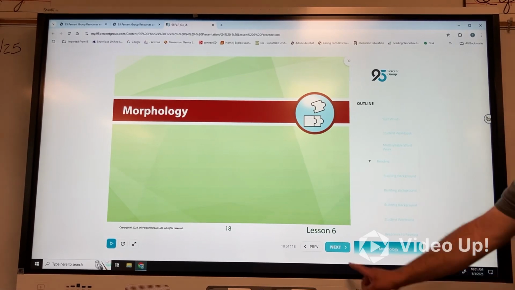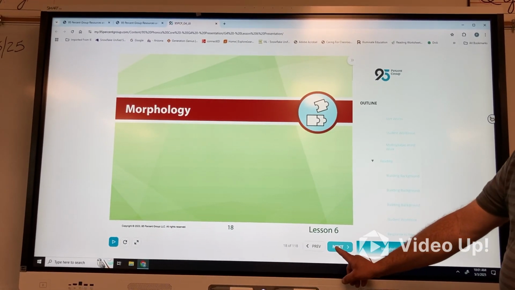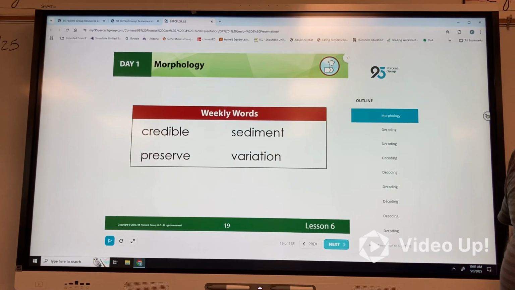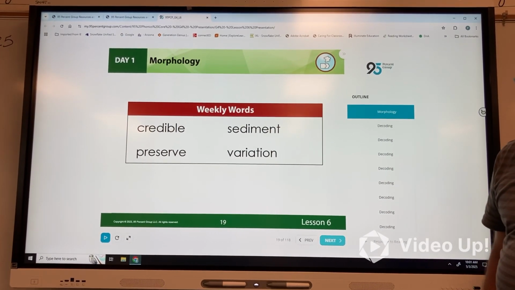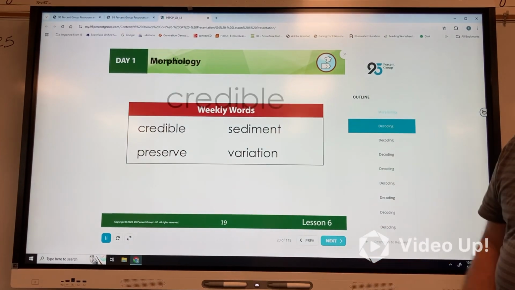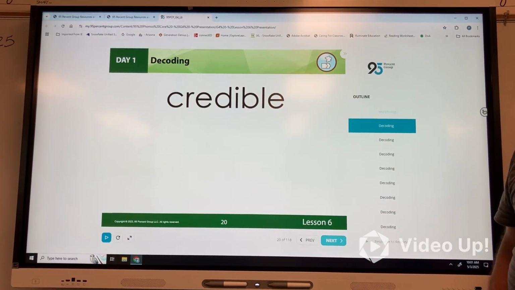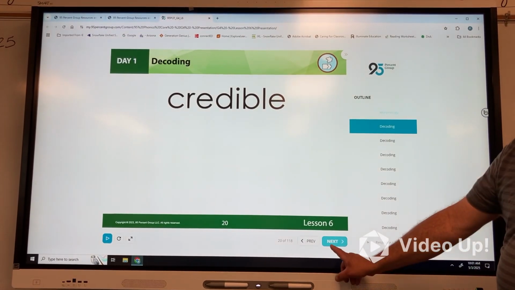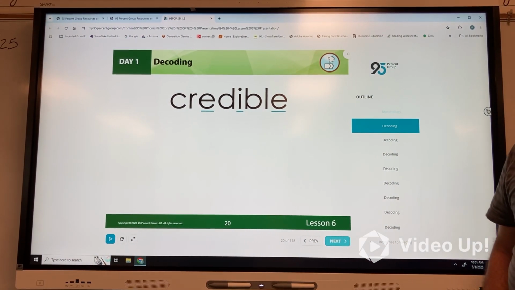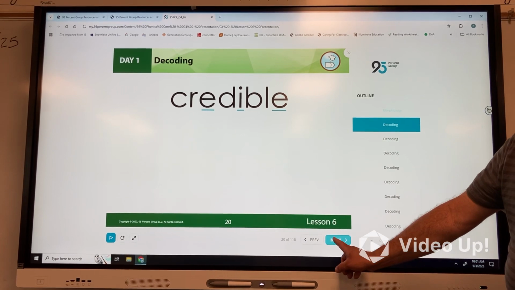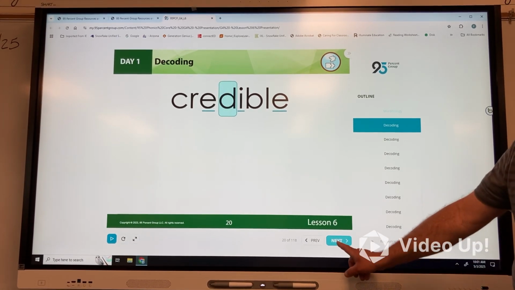And this morphology section is primarily to help the kids decode new words. So these are the weekly words that they'll encounter in their spelling, as well as during their reading. Some have the vowel R sound, and some do not. For example, in the word credible, how many syllables? We have the kids identify the vowels in order to count the number of syllables.